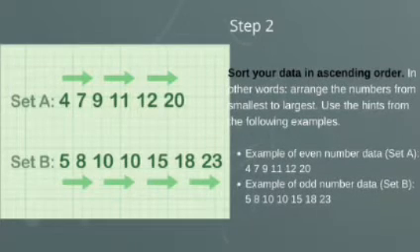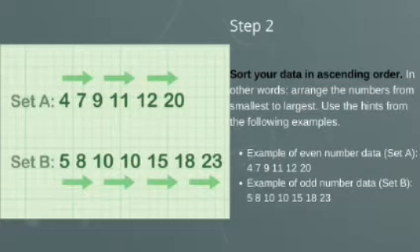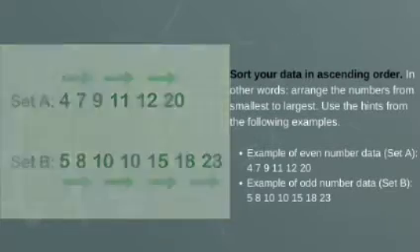Step 2. Sort your data in ascending order. In other words, arrange the numbers from smallest to largest. Use the hints from the following example. An example of even number data, set A, is 4, 7, 9, 11, 12, and 20. And an example of odd number data, set B, is 5, 8, 10, 10, 15, 18, and 23.